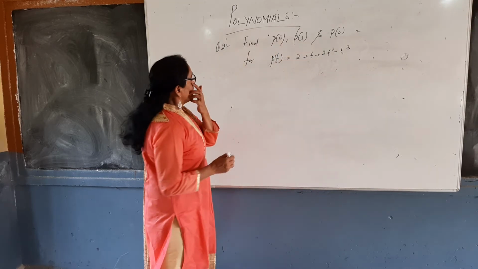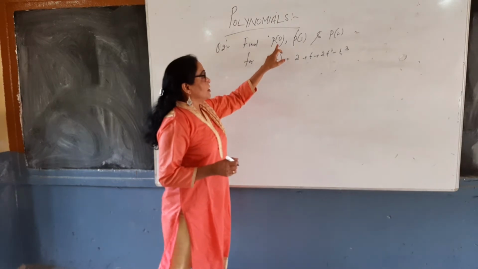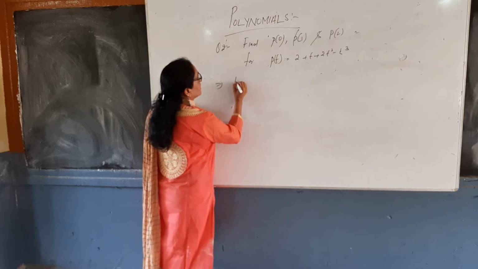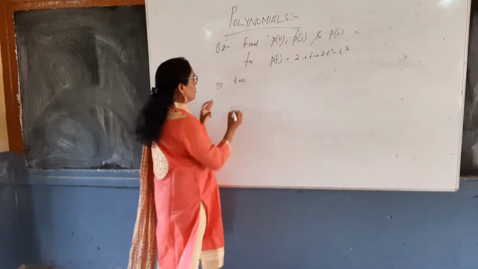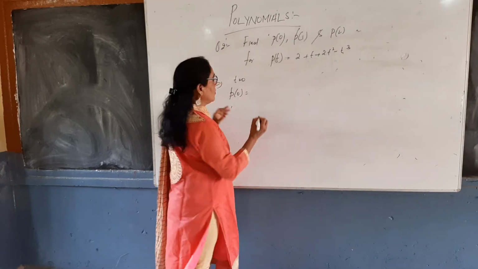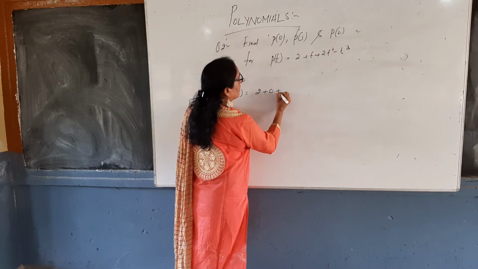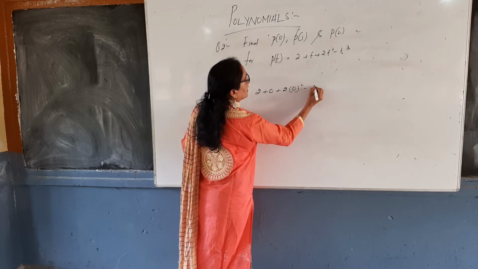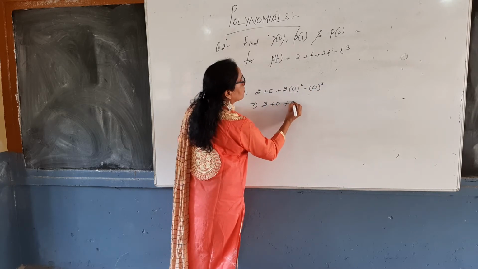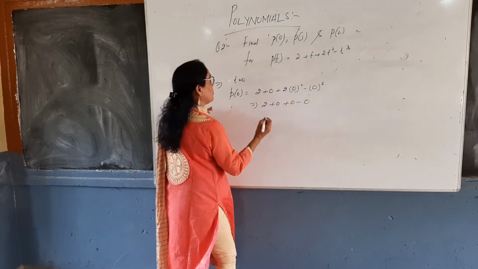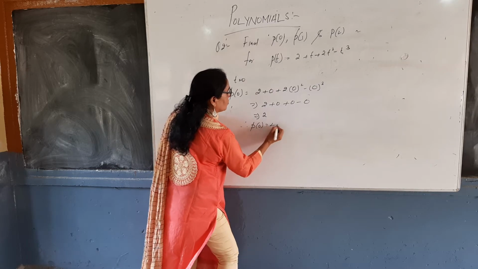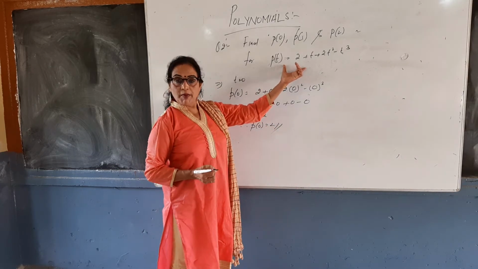Here P0 means the value of the polynomial at t equal to 0. So P0 means wherever t is given, we will put 0. So it is 2 plus 0 plus 2 into 0 square minus 0 cube. If you solve, 2 plus 0 minus 0. 0 square or 0 cube is 0. So what is the answer? 2. So P0 of this polynomial is 2.